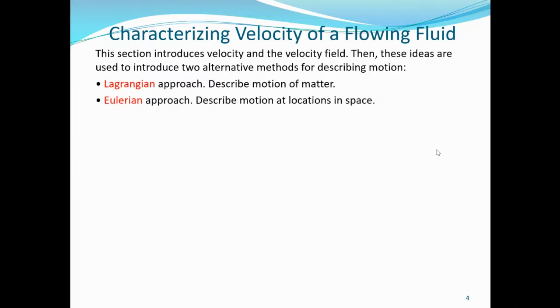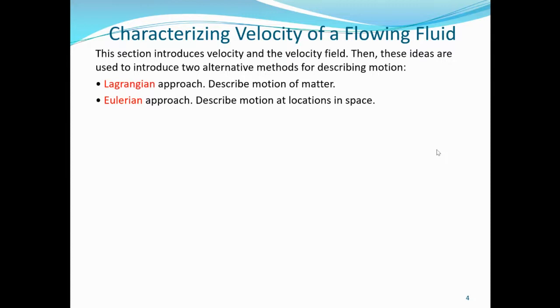Characterizing velocity of a flowing fluid. This section introduces velocity and the velocity field. Then these ideas are used to introduce two alternative methods for describing motion. I've started explaining these two alternative methods. The first one, the Lagrangian approach, describes the motion of matter, that is individual fluid particles, individual particles of matter. And we have the Eulerian approach.